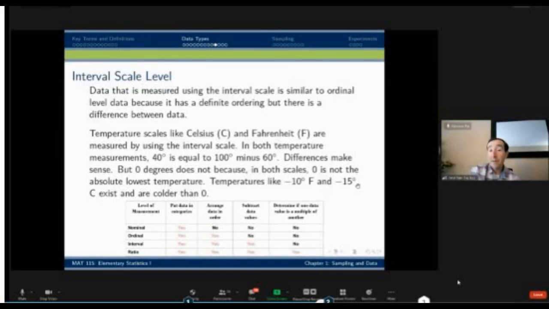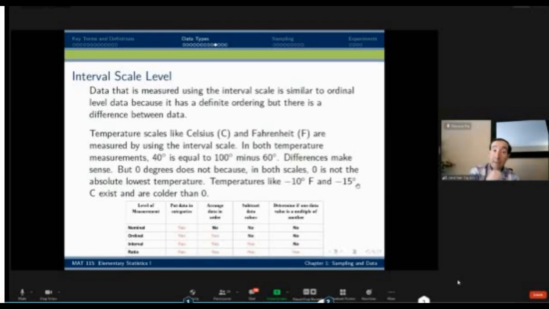I can think of 40 degrees as the difference between 100 and 60, regardless of which kind of temperature scale I'm using, whether it's Celsius, Fahrenheit, Kelvin, or some others. The differences there actually make sense. And the gap between 60 and 100 is the same as the gap between 0 and 40. So that difference has a mathematical meaning that is consistent. That's a common feature of interval scale measurements.